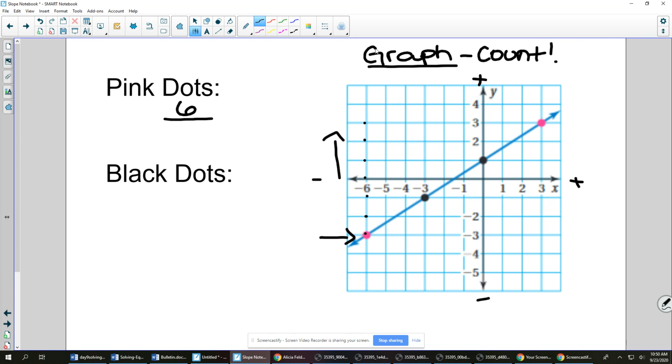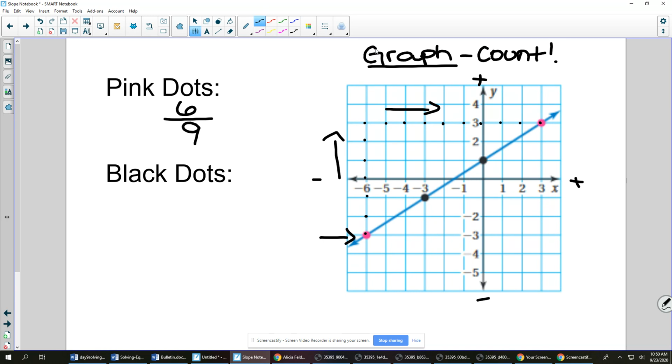And then I'm going over, so 1, 2, 3, 4, 5, 6, 7, 8, 9. I went over 9, and I went this way, which is also positive. So 6/9 would be my slope.